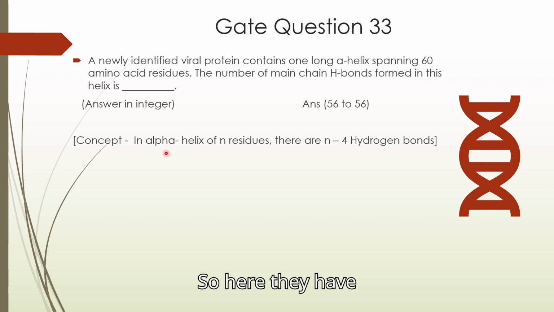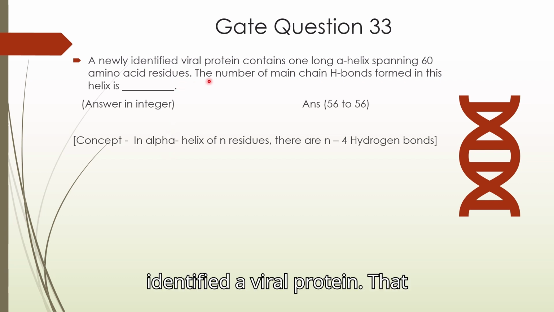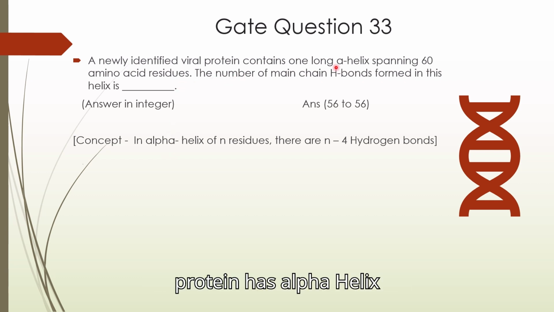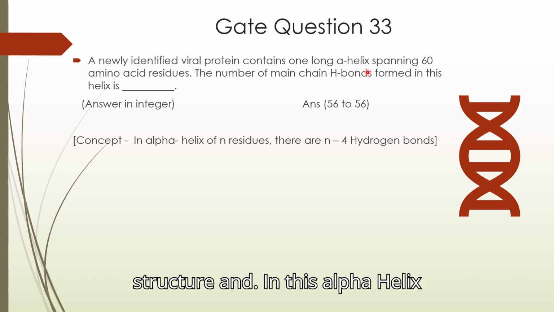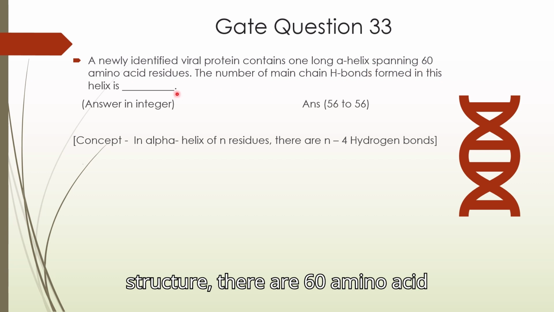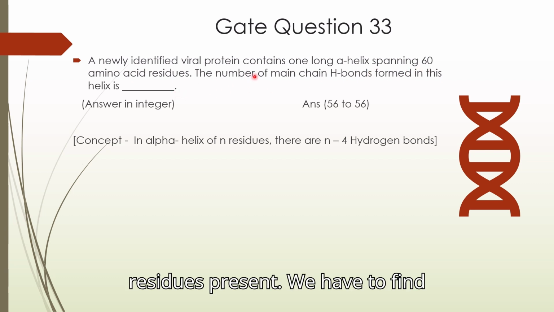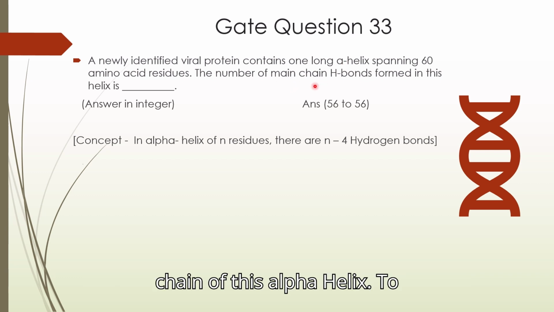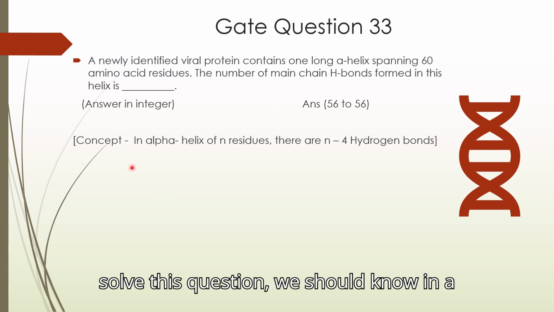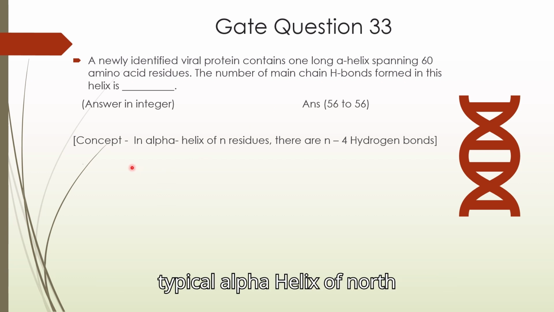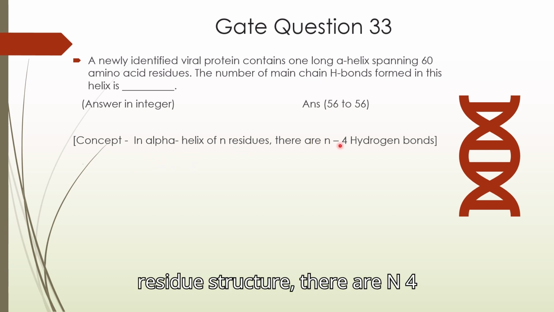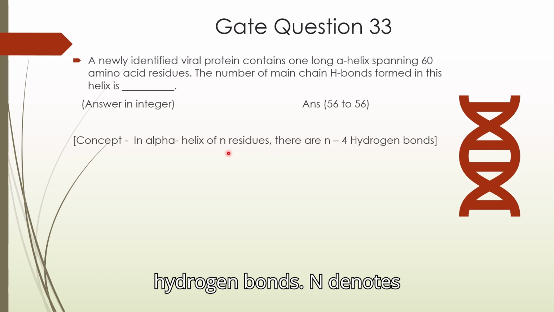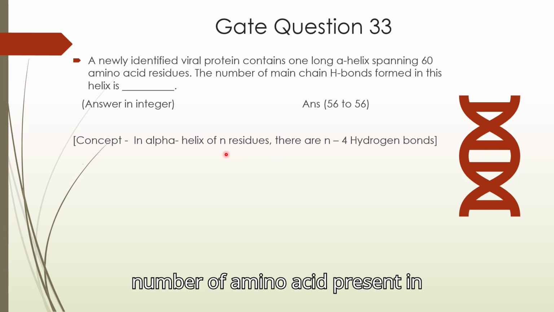So here they have identified a viral protein. That protein has alpha helix structure, and in this alpha helix structure there are 60 amino acid residues present. We have to find the number of H bonds formed in the main chain of this alpha helix. To solve this question, we should know in a typical alpha helix of N residues, there are N-4 hydrogen bonds. N denotes the number of amino acids present.